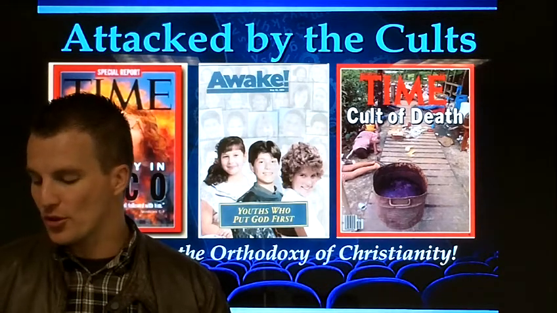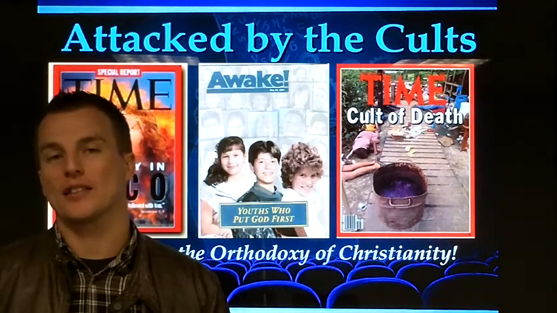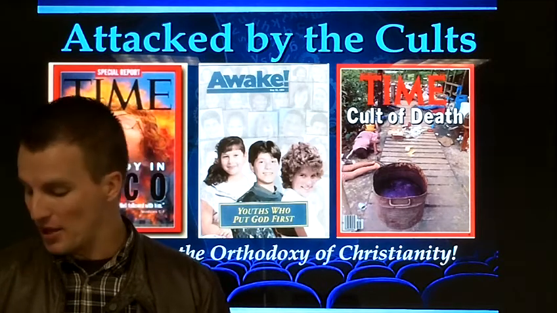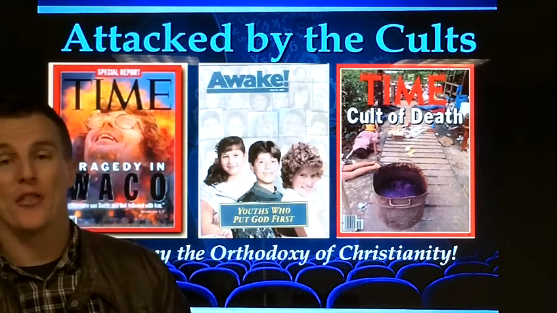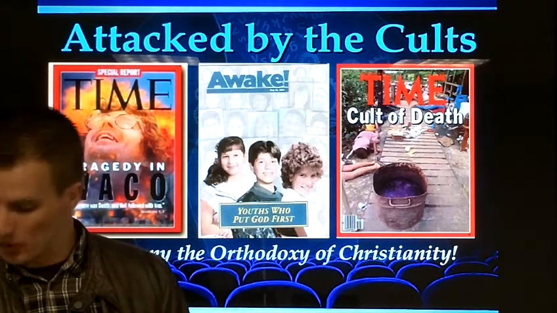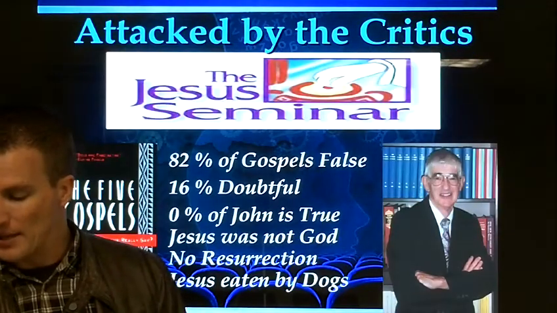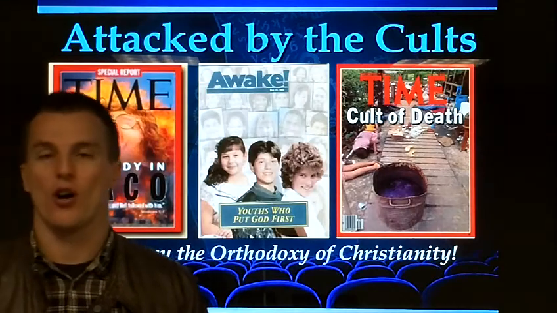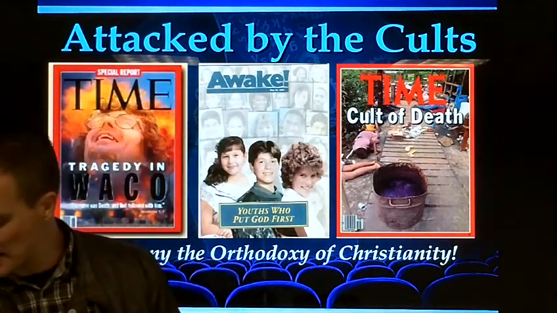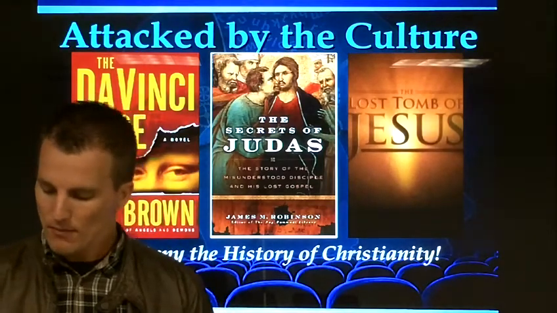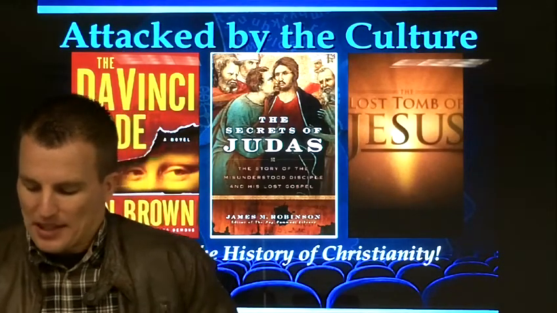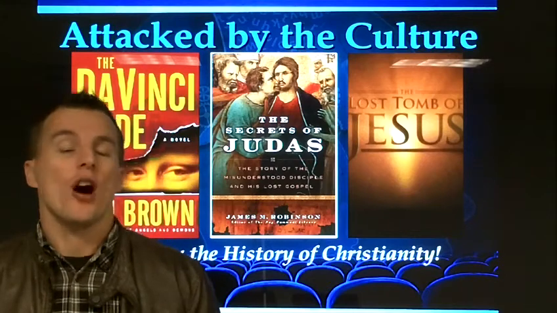And so, number two, a second reason for apologetics is we are attacked by the cults, and all of them deny Orthodox Christianity. And by the way, the first one, attacked by the critics, they all deny the historical nature of Christianity. Attacked by the critics, attacked by the cults, and then attacked by the culture. So here you can see the Da Vinci Code by Dan Brown on the left.